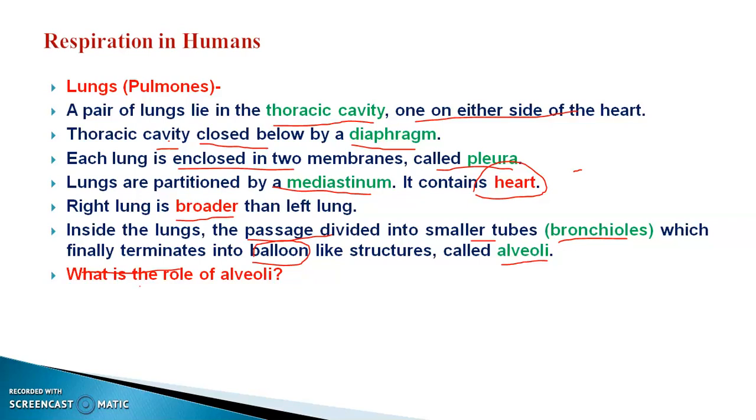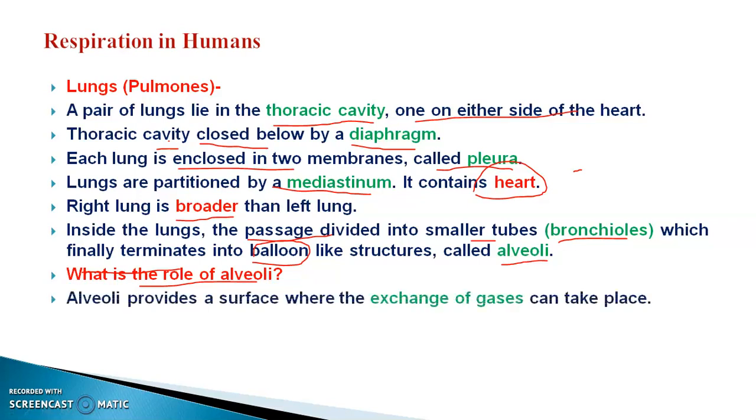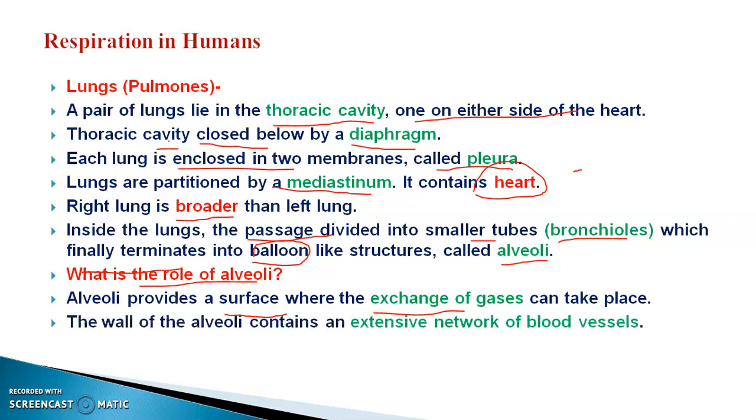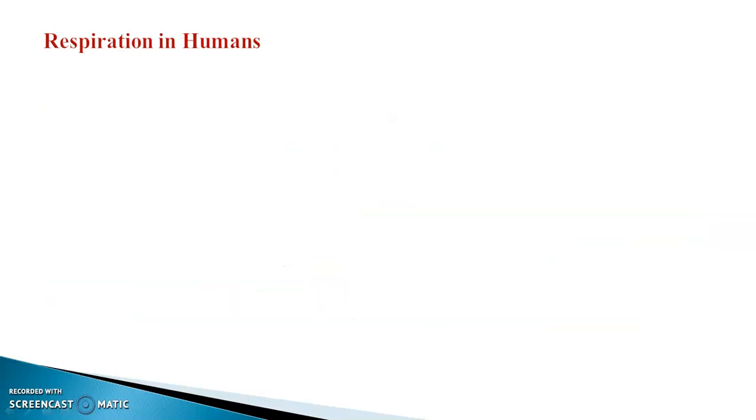Now the question is, what is the role of the alveoli? What is the function of the alveoli? The alveoli play a very important role in our respiratory system. It provides a surface, a site where the exchange of gases takes place, exchange of oxygen and CO2. So this is the terminal portion, which has an extensive network of blood vessels, and these blood vessels transport gases like O2 to the heart, and also release the CO2 present in our blood. So this is the exchange part of the system.